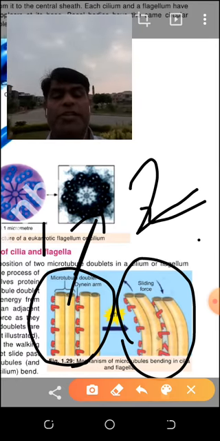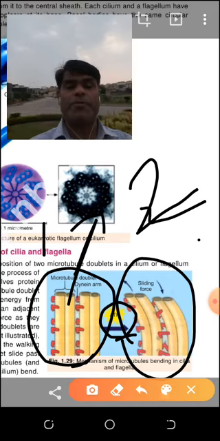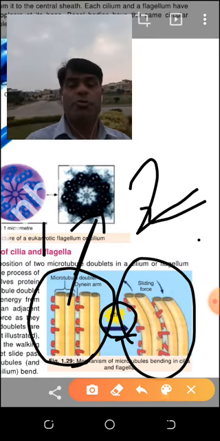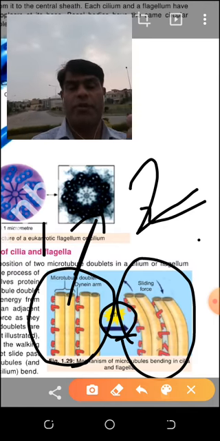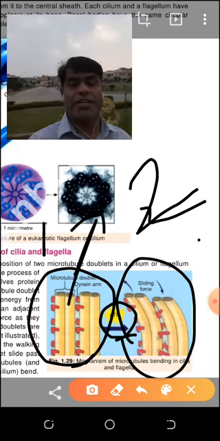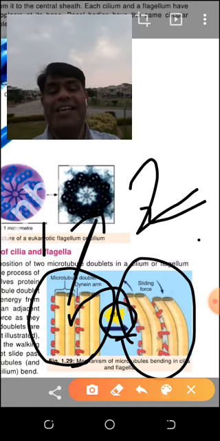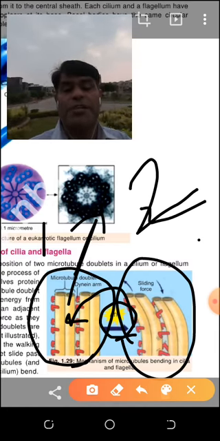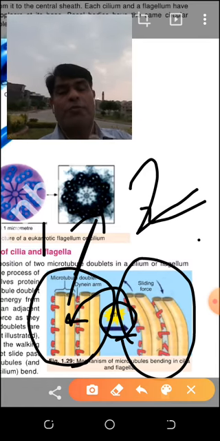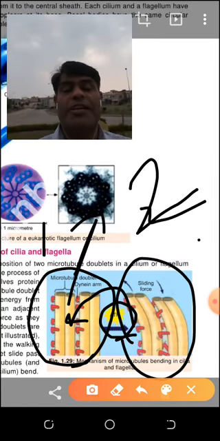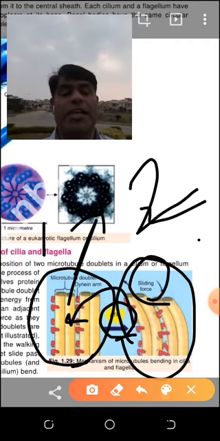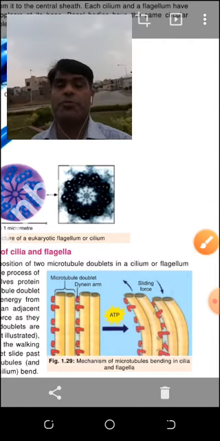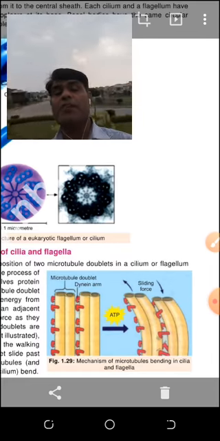Are you watching the ATP molecules? These ATP molecules are hydrolyzed, they react with water, they produce ADP and inorganic phosphate, and energy is released. That energy was given to the dynein arms. The dynein arms between the outer and inner fibers move, they exert the sliding force so that these fibers move. Which fibrils? Central fibrils or the peripheral fibrils?